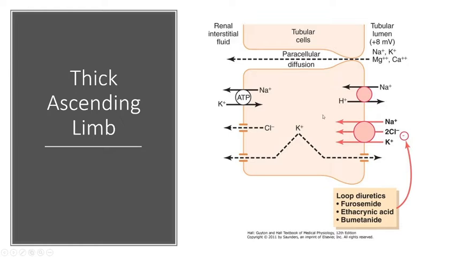As sodium comes in along its concentration gradient, because there's lots of sodium out here and not a lot within the cell, and also along the electrical gradient, it will pull in chloride and potassium. So this pump, the sodium-chloride-potassium co-transporter, is the one that loop diuretics work on, furosemide and bumetanide. If you block this pump, you'll keep the sodium, chloride and potassium within the tubules, which will eventually go on to urine, and essentially will hold on to water as well.